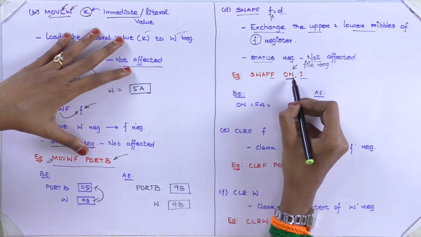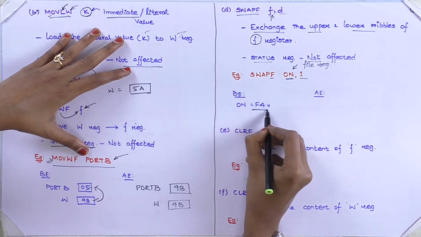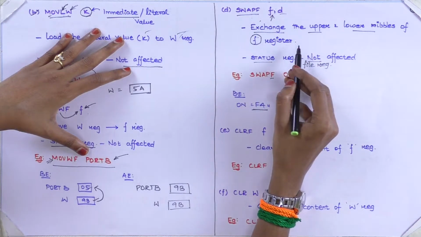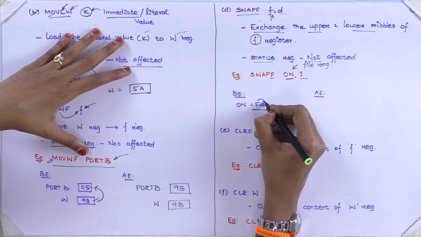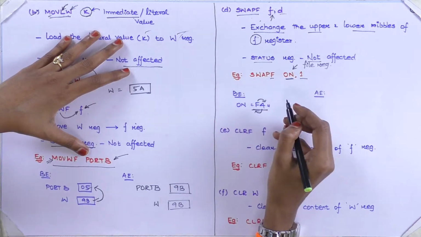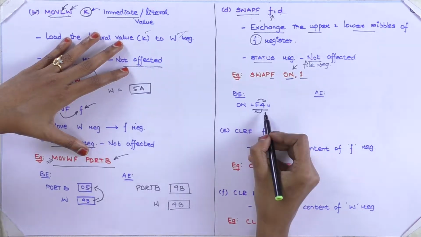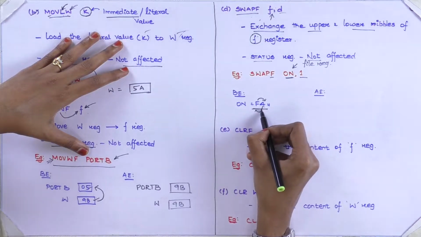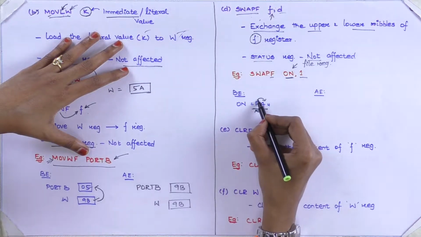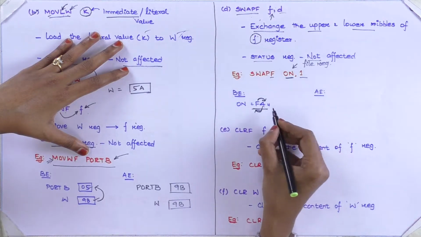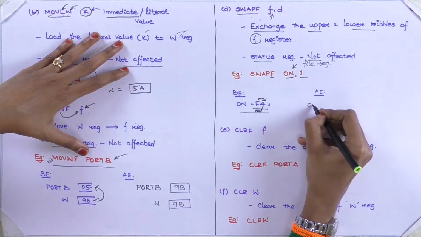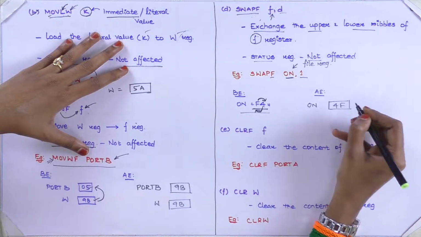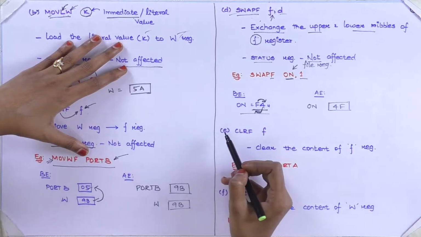So ONREG, for example, has the value F4. When we execute this instruction, what will it do? It will swap between the lower nibble and the higher nibble. A nibble is nothing but 4 bits. So what will happen? It will swap within the same register. The lower nibble value 4 will be given to the higher nibble, and the higher nibble value will be stored in the lower nibble. So after executing this instruction, our ONREG will have the value 4F. So this is the explanation for the swap instruction.